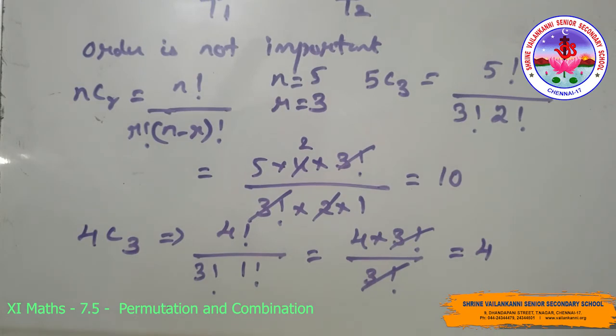We have to find how many ways a team can be selected. So using the fundamental principle of counting, which is m into n, there are 10 into 4, which is equal to 40. There are 40 ways a team can be selected.